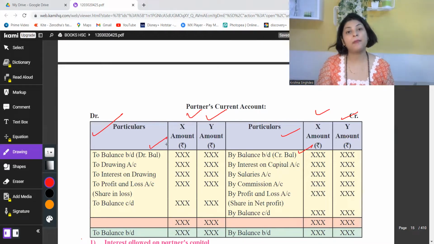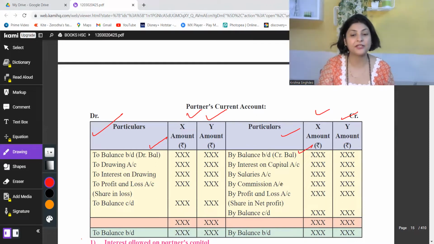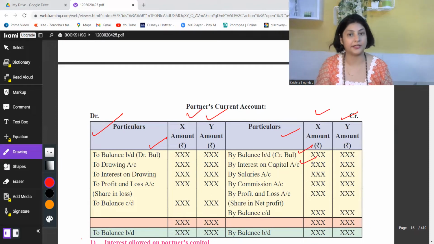After this, if the partner is getting any interest on capital from the firm, what is interest on capital? The money invested by the partner in the firm. Sometimes they get interest on capital, and where should it be written? It should be written in the partnership deed. If it is written in the partnership deed and agreed by the partners, then each partner is going to get interest on capital, and this interest on capital will be written on the credit side.